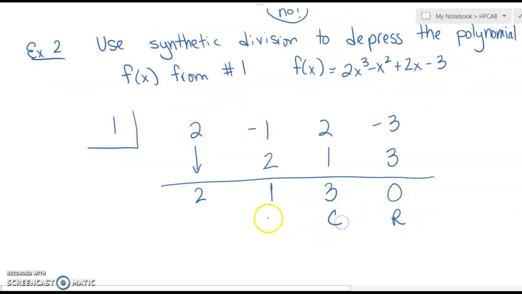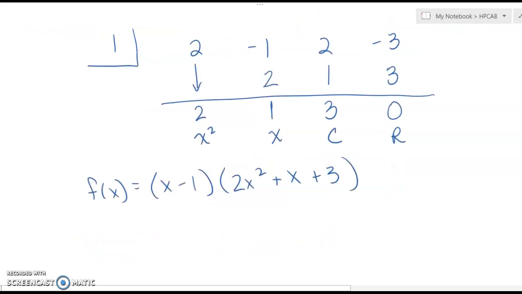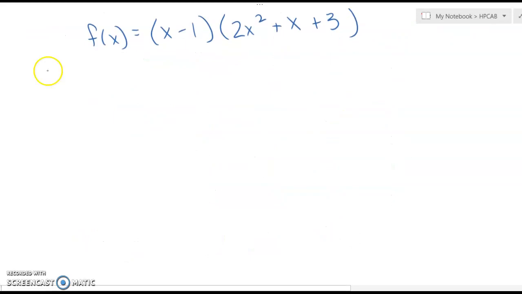This will be your constant. This will be your x of the first, and this will be your x of the second. So the way that this is going to depress is we know that 1 is a factor, so it's x minus 1. And then we write this whole thing: 2x squared plus 1x, or just x, plus 3. All right, and that's going to be our polynomial depressed a little bit. We kind of broke it down and factored it slightly. Okay, so that's that one.